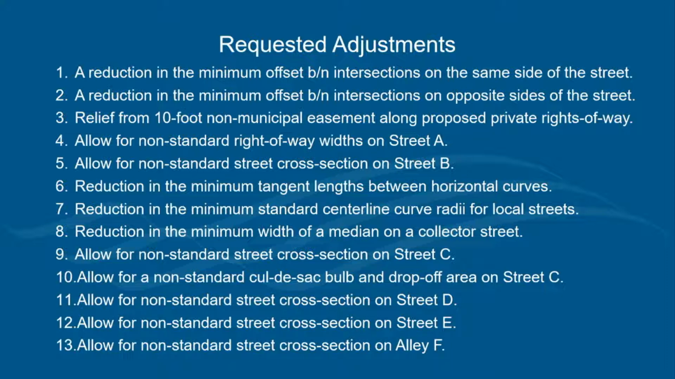They would be requesting a reduction in the median tangent length between horizontal curves, a reduction in the minimum standard centerline curve radii for local streets, a reduction in the minimum width of a median on a collector street. They would like an allowance for a non-standard street cross-section on Street C, allowance for a non-standard cul-de-sac bulb and drop-off area on Street C, and then non-standard street cross-sections for Streets D and E, and a non-standard cross-section for Alley F.